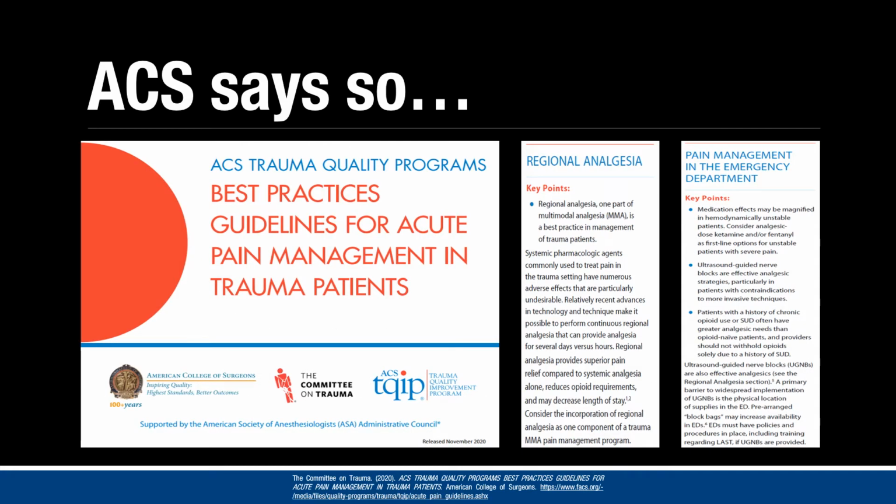And then lastly, if I haven't driven this point home enough, the American College of Surgeons actually released a trauma quality program's best practice guidelines in November of 2020 on acute pain management in trauma patients. And within their best practice guidelines, they highlight regional analgesia, these nerve block techniques, as a best practice in management of trauma patients. They recognize that it's an integral component of a multimodal analgesia practice. And they support the widespread implementation of ultrasound-guided nerve blocks in the emergency department.